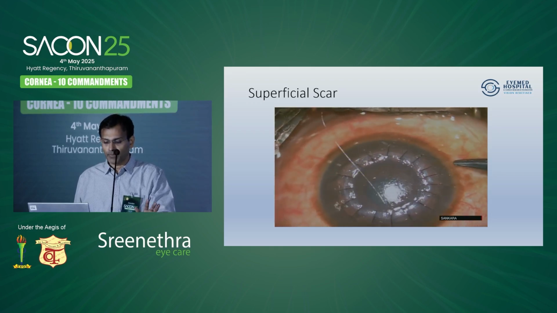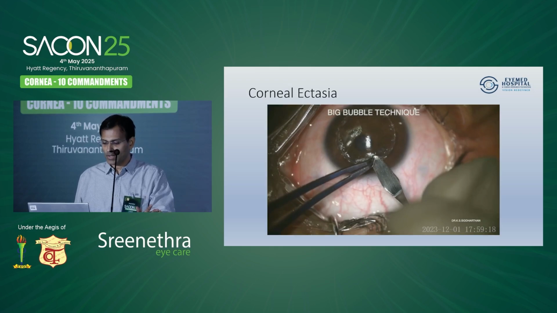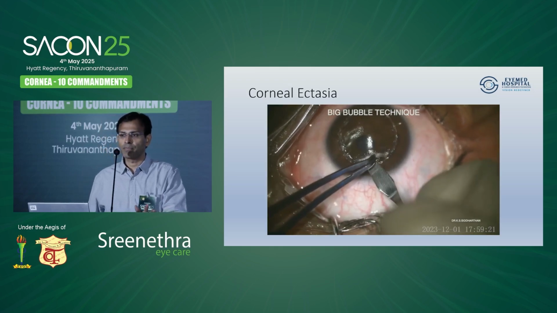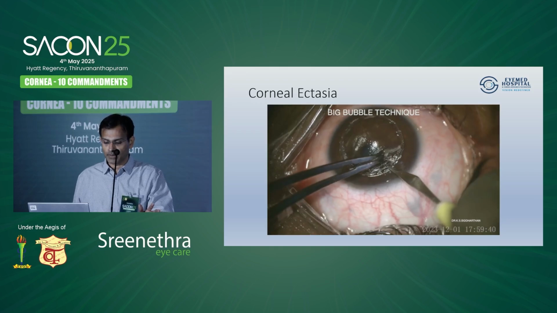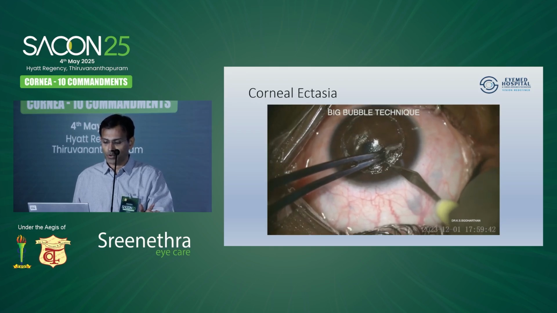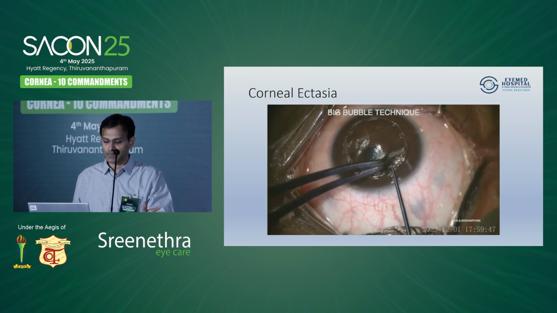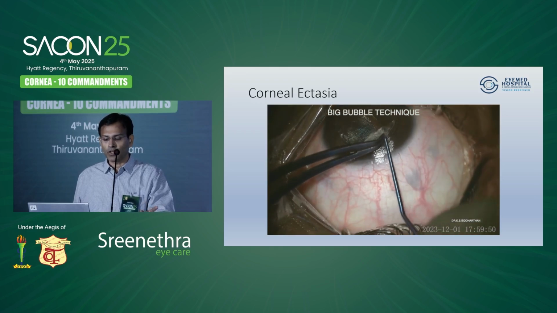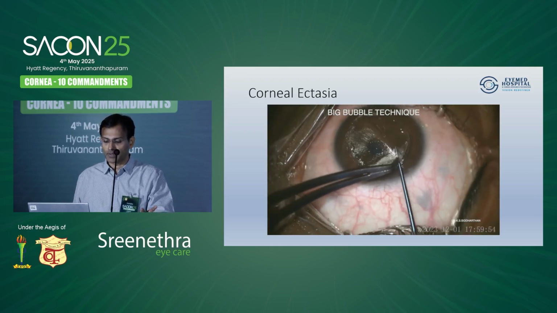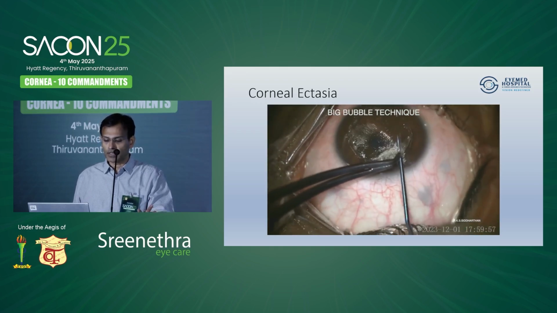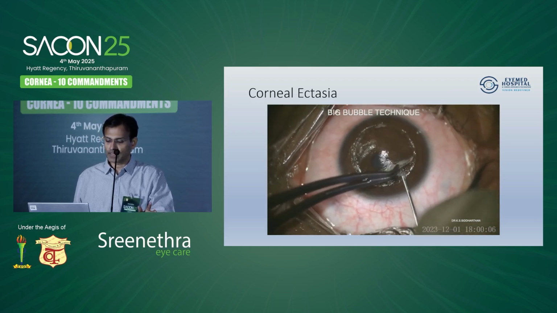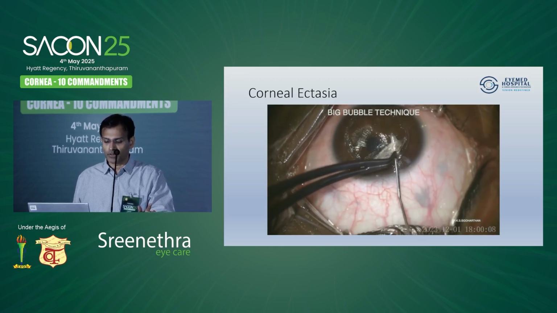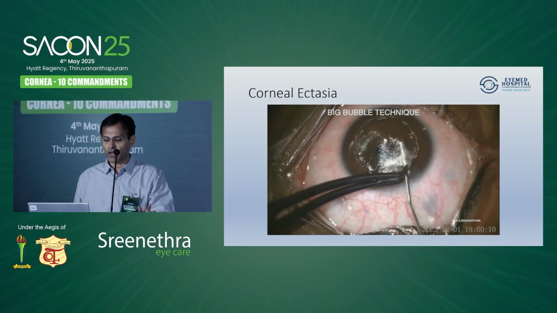For most deep cases, if you want to do a deep anterior lamellar where you want to remove all the layers, we use the big bubble technique, where again you mark with the crescent, and then with the side port you go around 50% depth, and then with the needle you make a small tunnel into this, so that the cannula can be inserted inside to get a big bubble. Most of the time, out of 10 patients, at least 7 or 8 get bubbles.